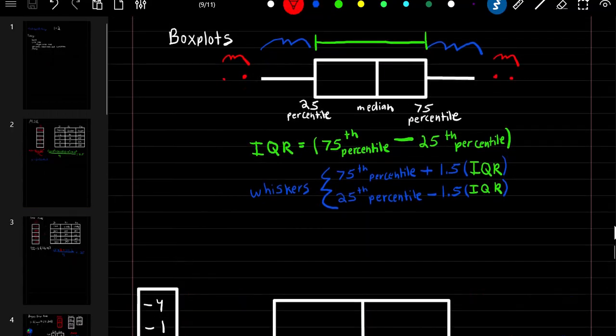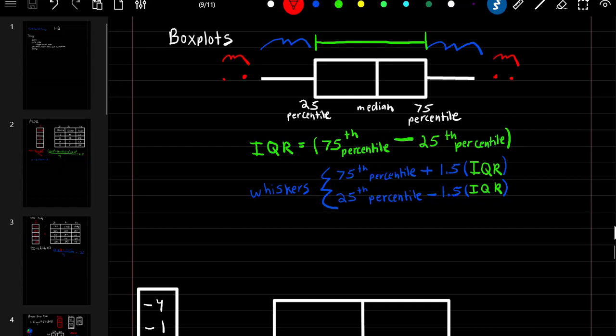Box plots. So box plots also measure only one variable at a time, and they're also known for giving the 5-number summary. So this 5-number summary gives two whiskers, which represent the edge of the outlier range. The 25th percentile, or 25% of the values are less than this value, the median, and the 75th percentile.